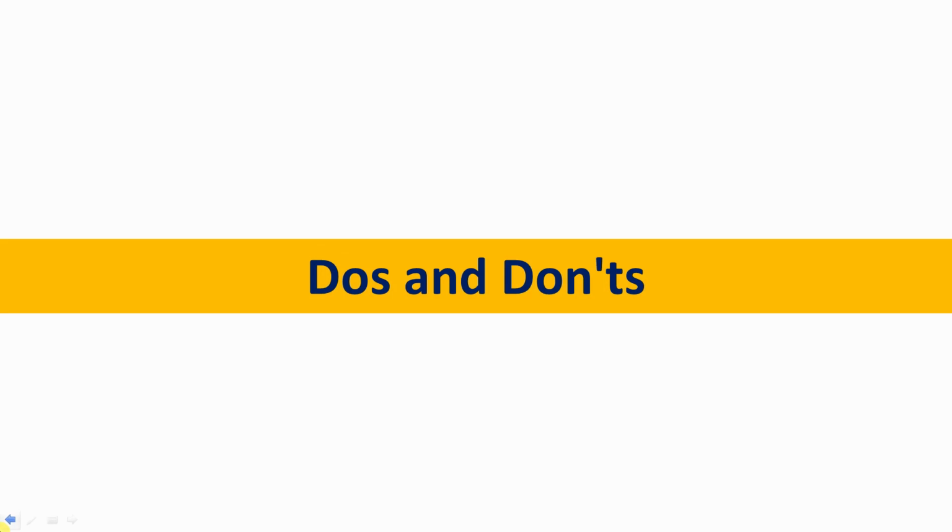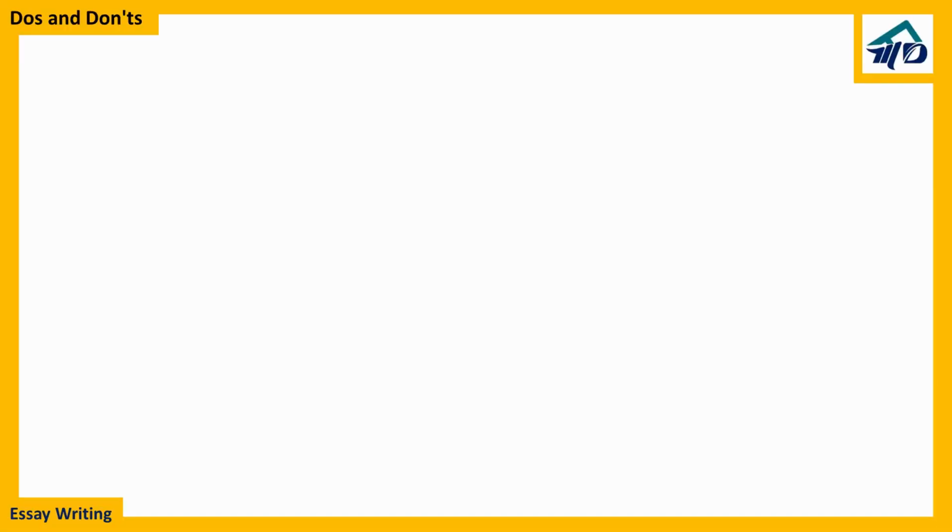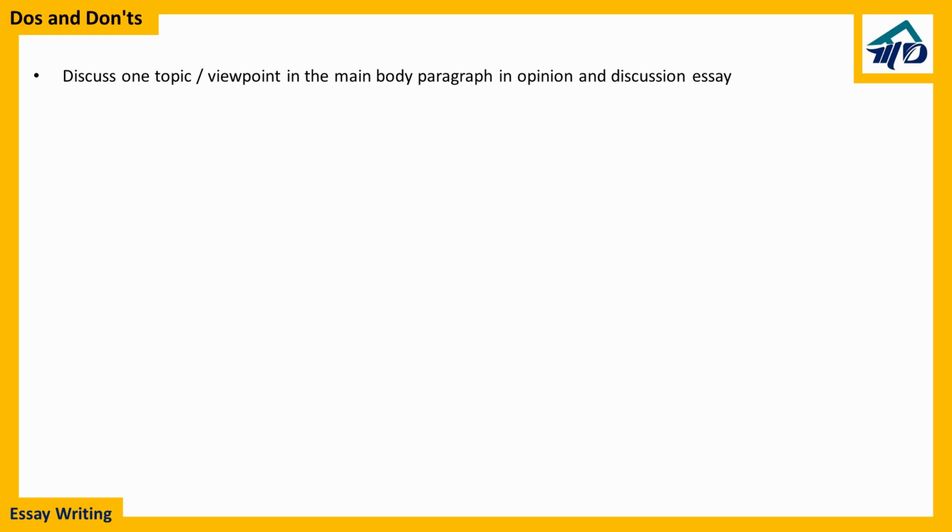In this lecture, I am going to discuss a few do's and don'ts. Whatever I have discussed so far, I am going to summarize in this particular lecture. The very first point you have to keep in mind is that there should be one idea in the main body paragraph of an opinion and discussion essay. If you give two ideas, what will happen? You won't be explaining those ideas in detail.